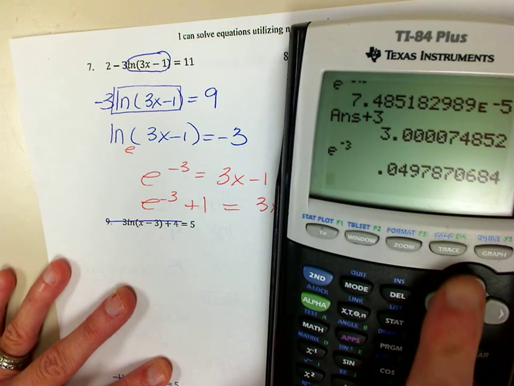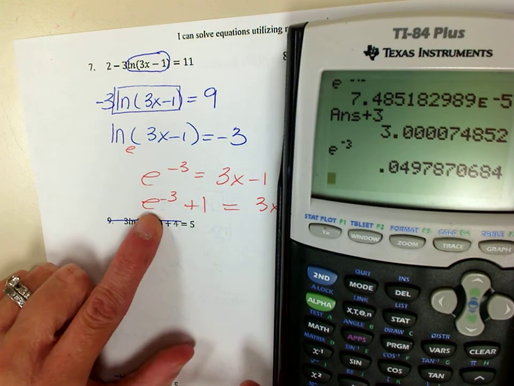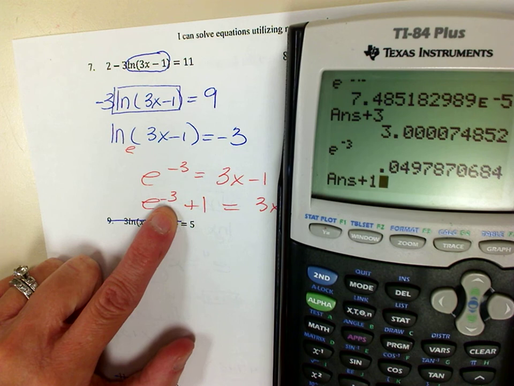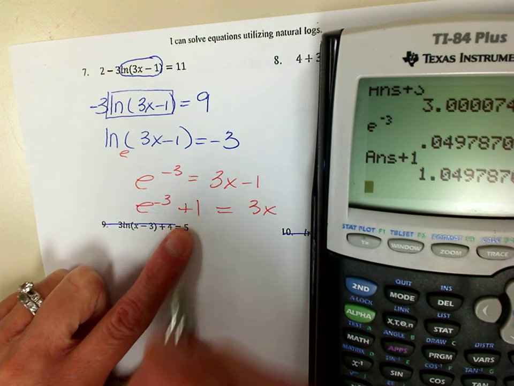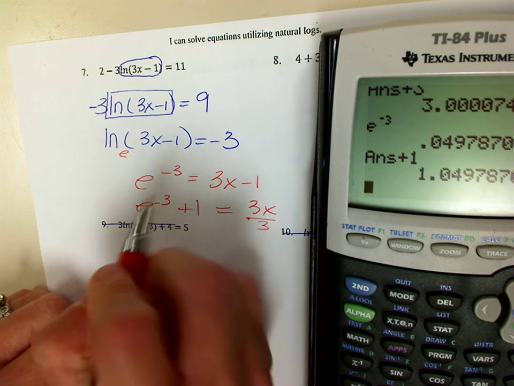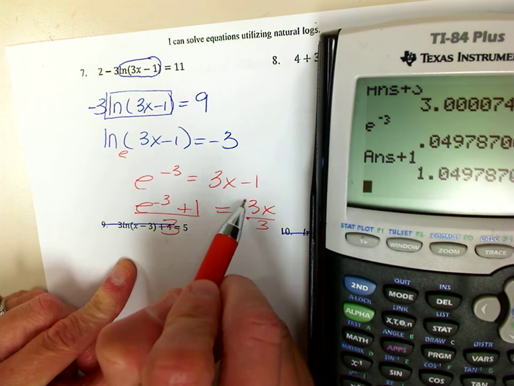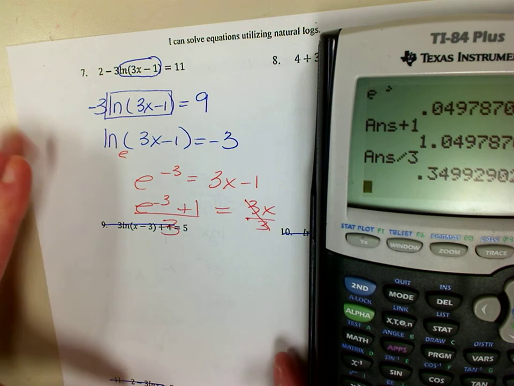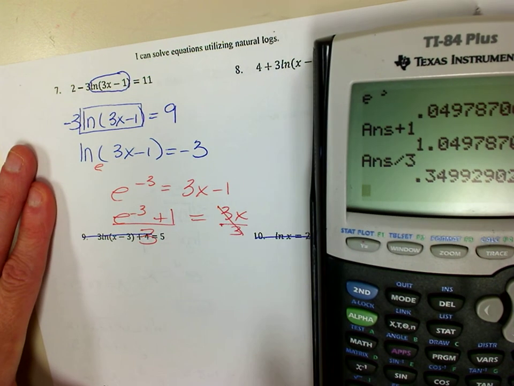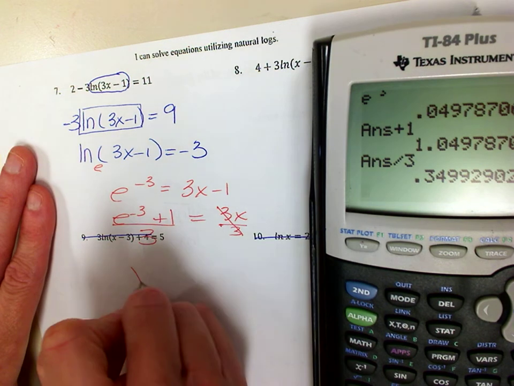So that's what I got so far. That's what e to the -3rd is. Then I'm going to add 1. Then I'm going to take that answer and divide it by 3. So divide that answer by 3. So we get about 0.349.